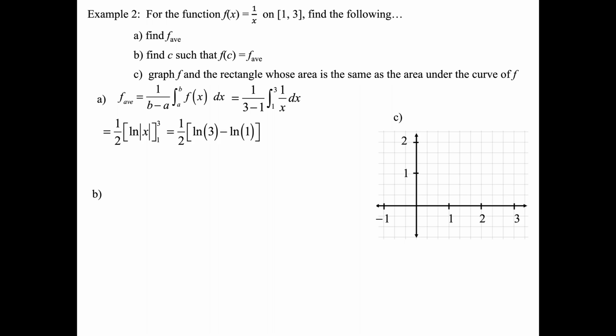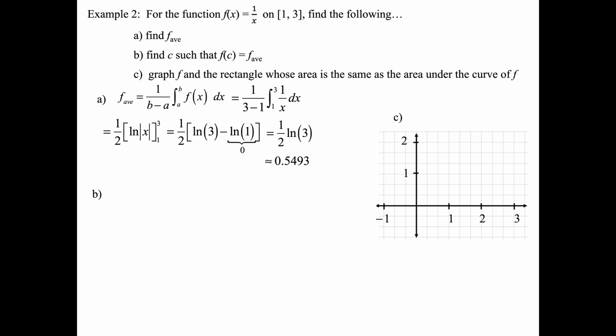We integrate this. 1/2 times the natural log of 3 minus the natural log of 1, but wait a minute, the natural log of 1, that's the value of 0. So our average function value is 1/2 natural log of 3. If we wanted to look at a decimal representation, it's approximately 0.5493.